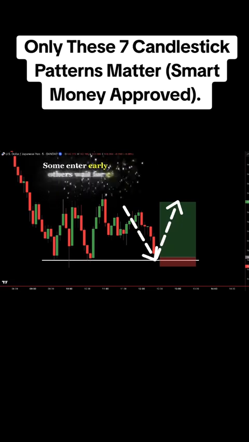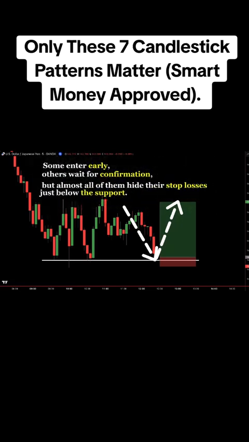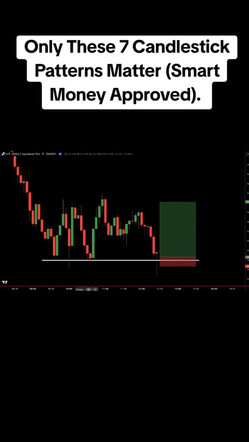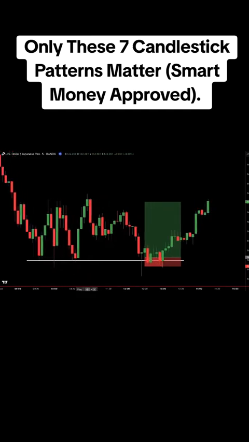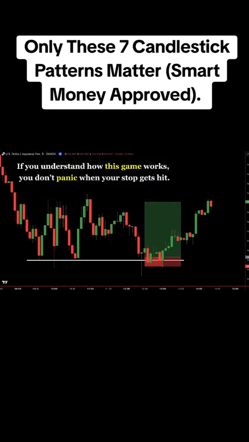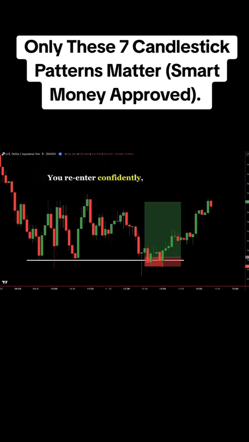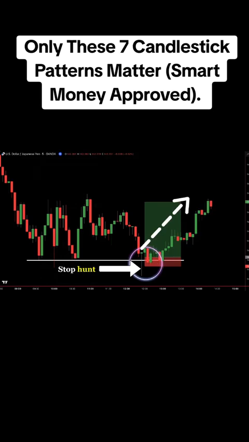Some enter early, others wait for confirmation, but almost all of them hide their stop losses just below the support. And what happens? The market spikes below the level, grabs their stop losses, forms a perfect pin bar, and then reverses aggressively to the upside. That's not a failed setup, that's a liquidity trap engineered by smart money. If you understand how this game works, you don't panic when your stop gets hit. You re-enter confidently because you recognize what just happened. The pin bar wasn't rejecting your idea, it was clearing out the weak players before the real move began.